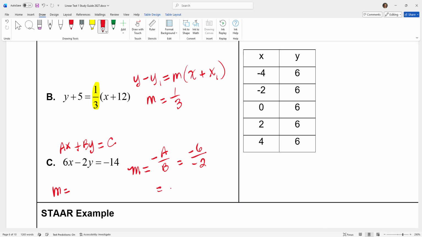So then a negative divided by a negative is a positive. 6 divided by 2 is 3. So our slope is 3. That is one way to do it.